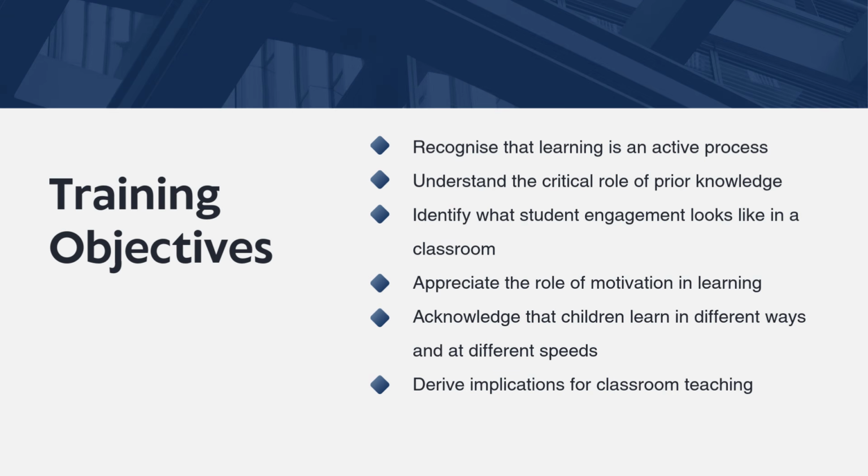By the end of this submodule, you should be able to recognize that learning is an active process. Understand the critical role of prior knowledge. Identify what student engagement looks like in a classroom. Appreciate the role of motivation in learning. Acknowledge that children learn in different ways and at different speeds. Derive implications for classroom teaching.